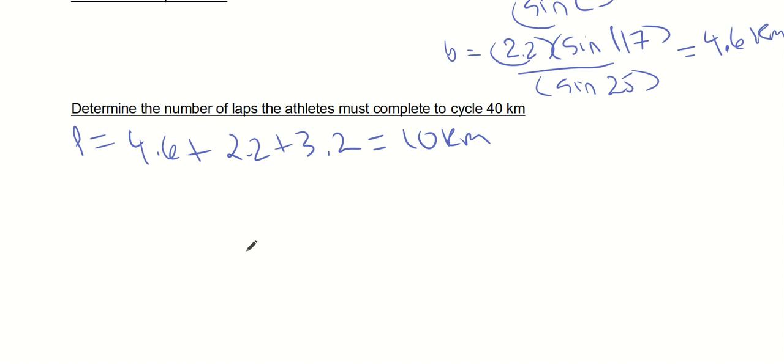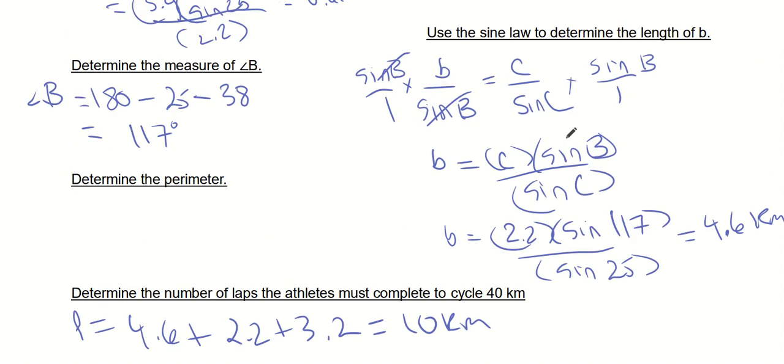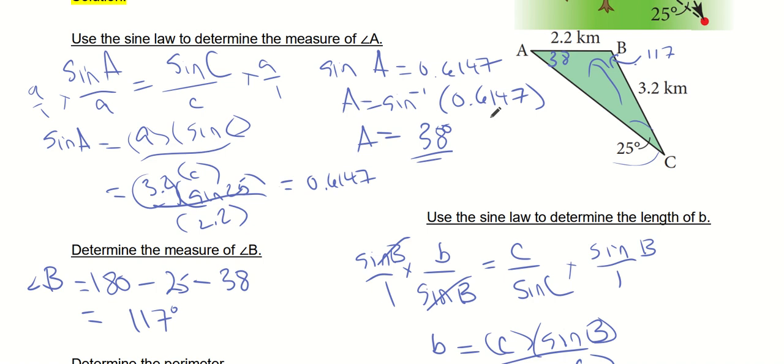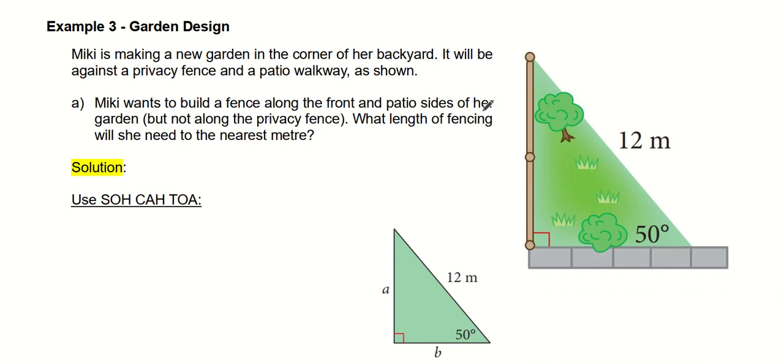So the whole course, basically, we determine the number of laps the athlete must complete for 40 kilometers. So essentially it's 40 kilometers divided by 10 kilometers, because that's the distance around the lap, right? And we end up with 4 laps. You need to complete 4 laps around this, 1, 2, 3, 4, to end up with 40 kilometers in total. Okay, let's move on to the next problem.